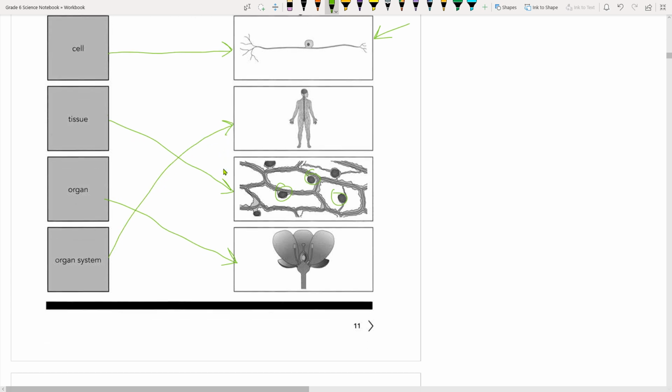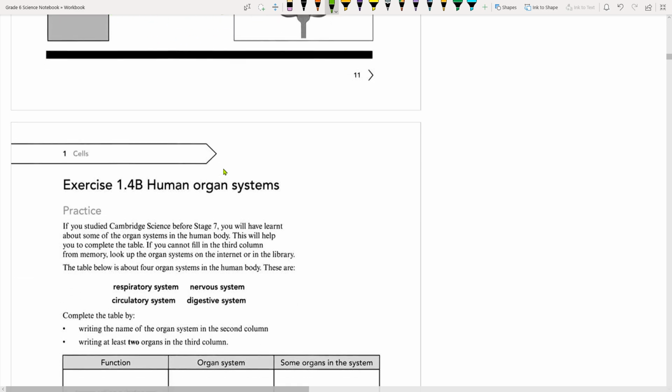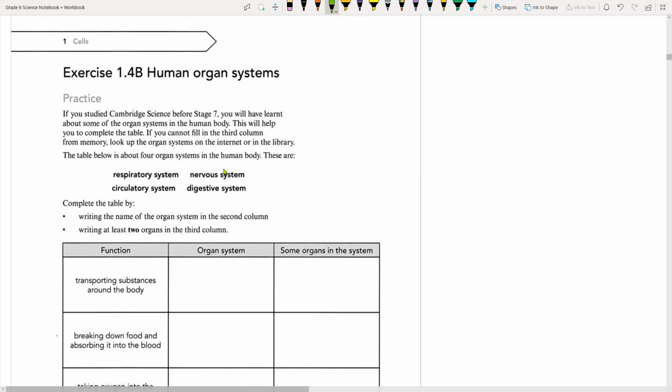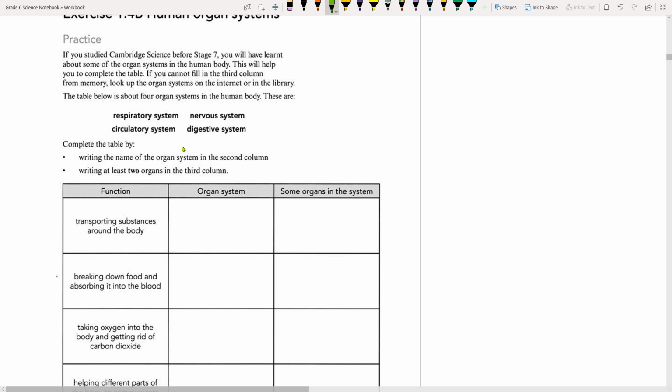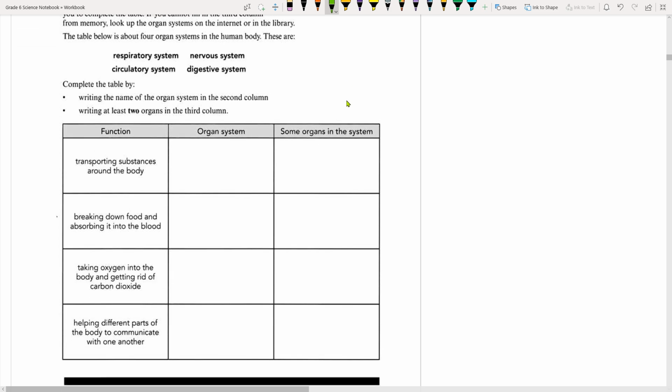All right. Okay, moving on. Now, this was the problem where the majority of the class was having trouble. You guys have studied most of these organ systems in science before stage 7: the digestive system and the respiratory, circulatory, and nervous systems, just the introductions, not in detail. So we're just going to write the system and some of its organs. The function is transporting substances around the body.